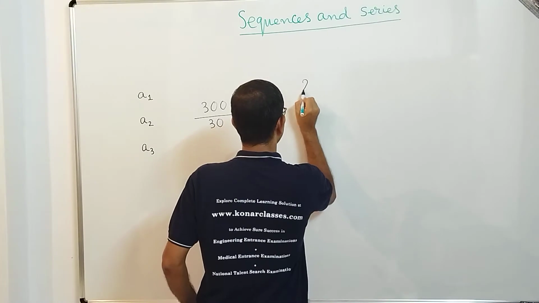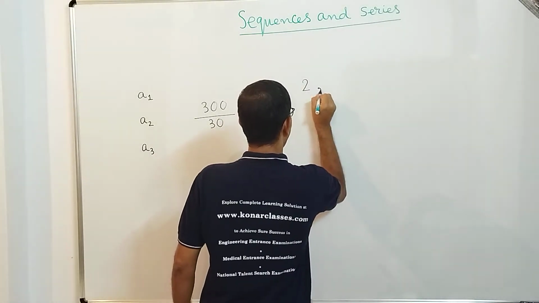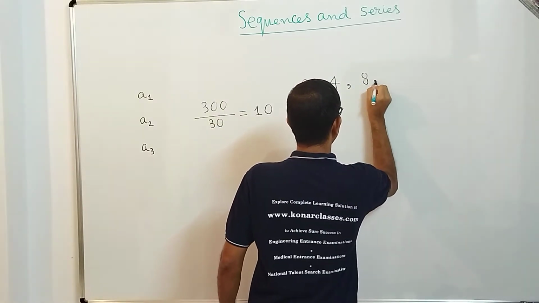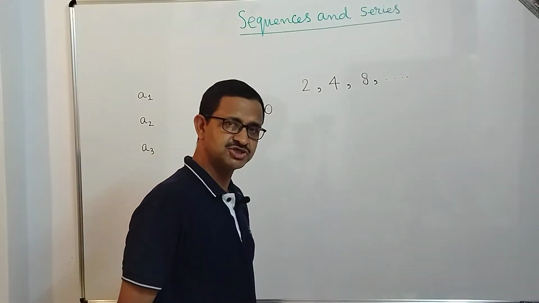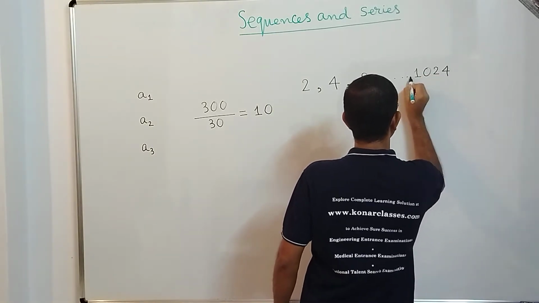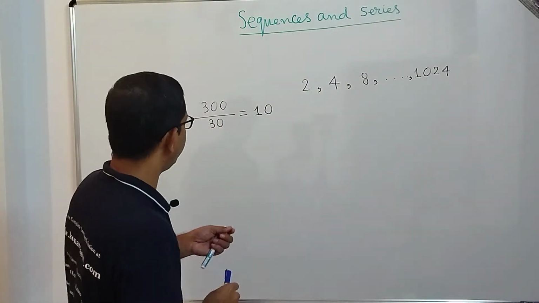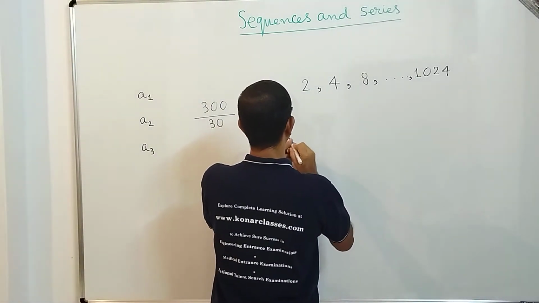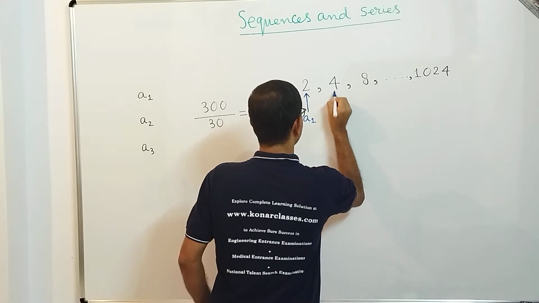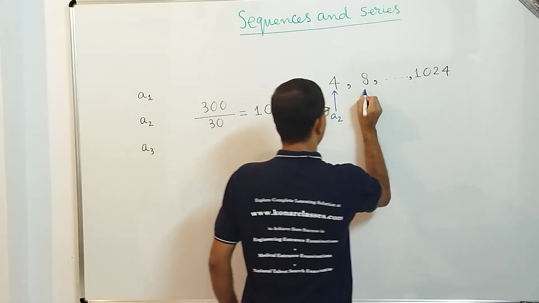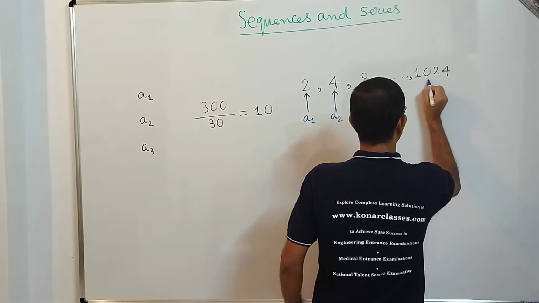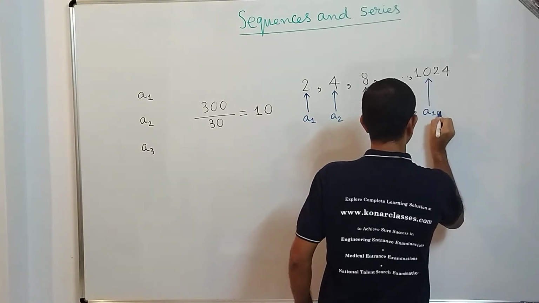So in the first generation, if we have 2 members, and in the second generation 4 members, in the third generation 8 members, in that way if you go up to the 10th generation, in that sequence you will get 1024 members. So how do we define it? The first term, that 2, we define as a1. Then 4, the second term, we define as a2. Then the third term 8 we define as a3, and so on, and we define the 10th term as a10.